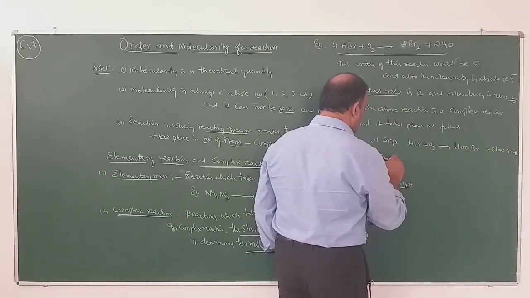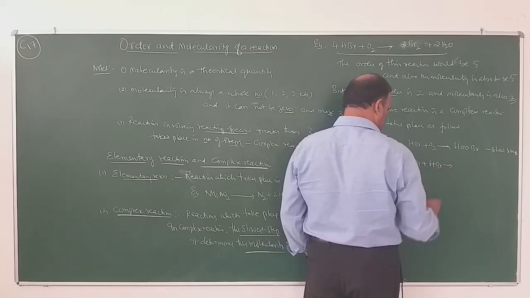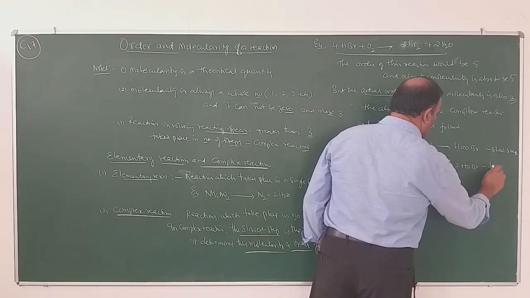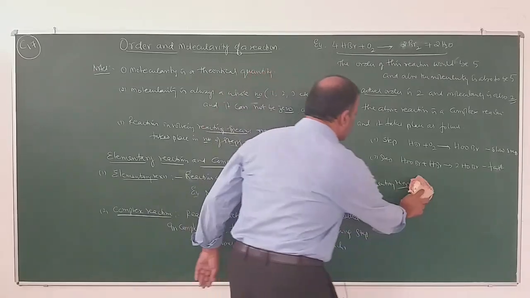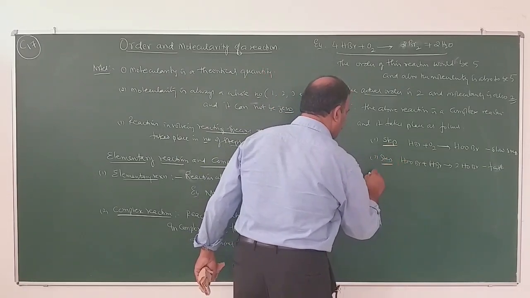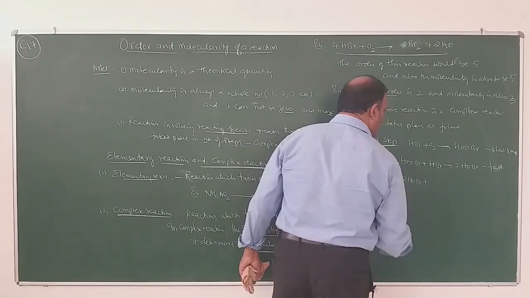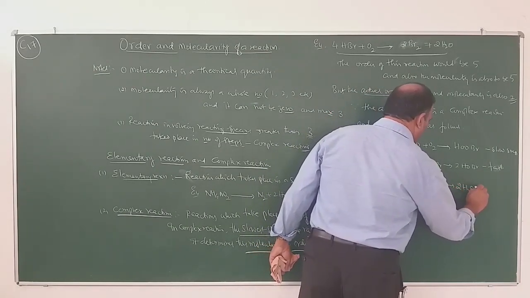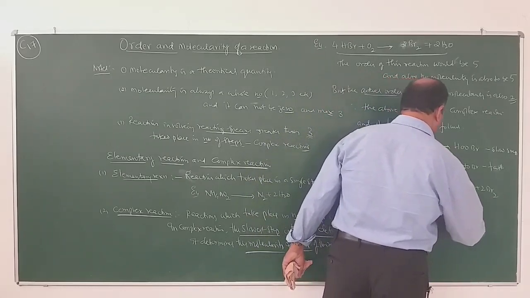And second step, HOOBr plus HBr gives 2HOBr. This reaction is also fast. And third step, 2HOBr plus 2HBr gives 2H2O plus 2Br2. So what is the overall reaction?